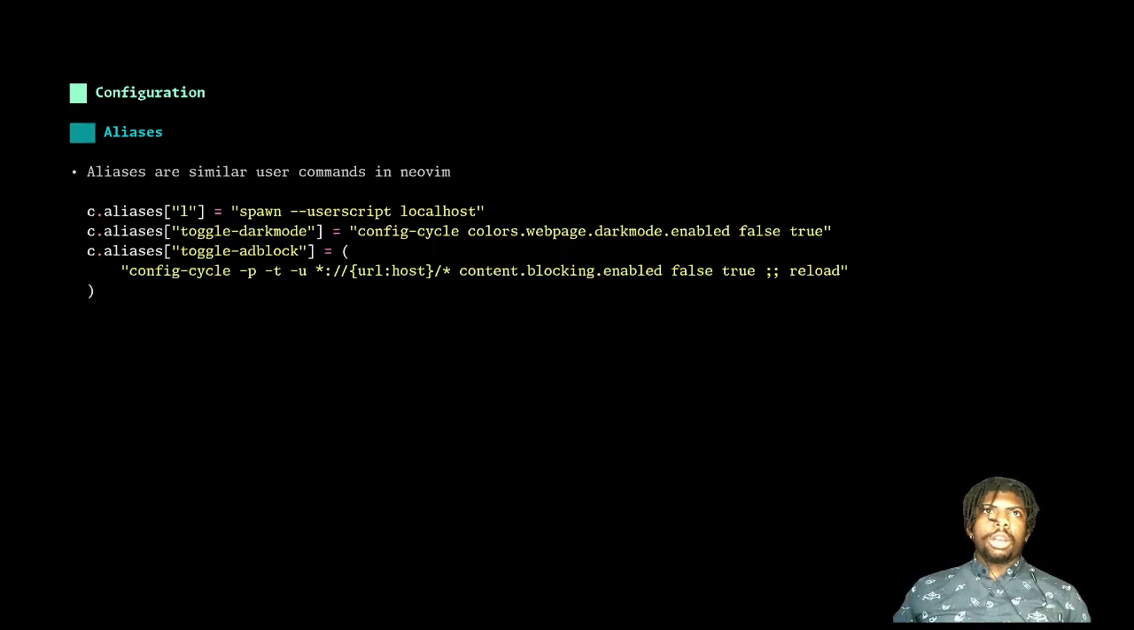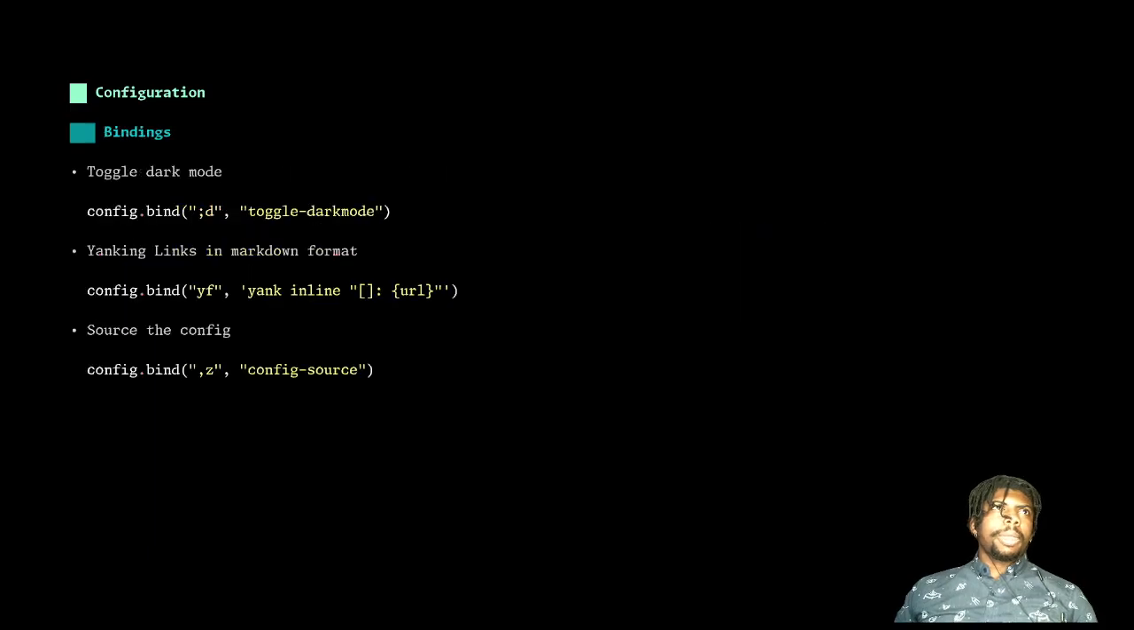I have a toggle dark mode, which is a shortcut for changing this configuration value to swap on and off dark mode. I have a toggle ad block that will change the setting for ad block enabled for the current URL domain that I'm on, which is great for when I'm on a website and I want to get past that pesky, hey, you have ad block on, can you turn it off? I could just flip it off and have the page reload.